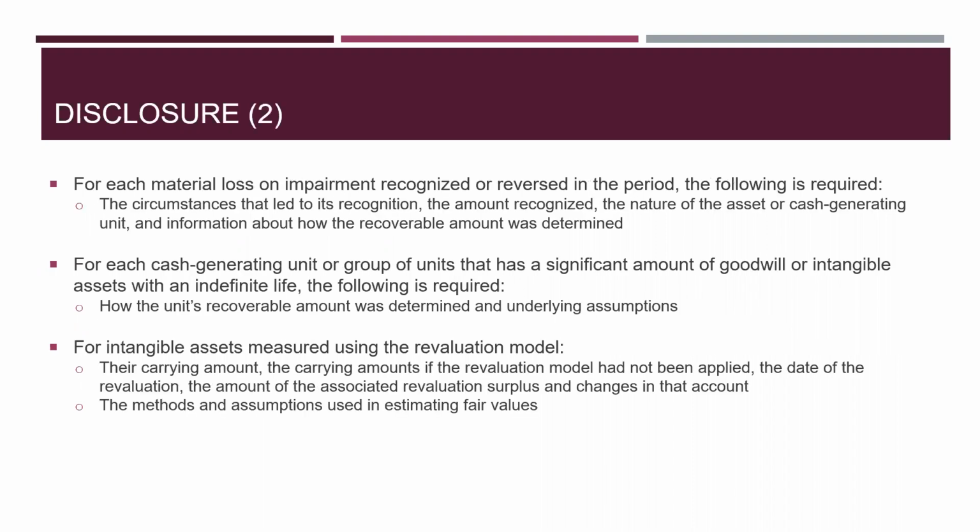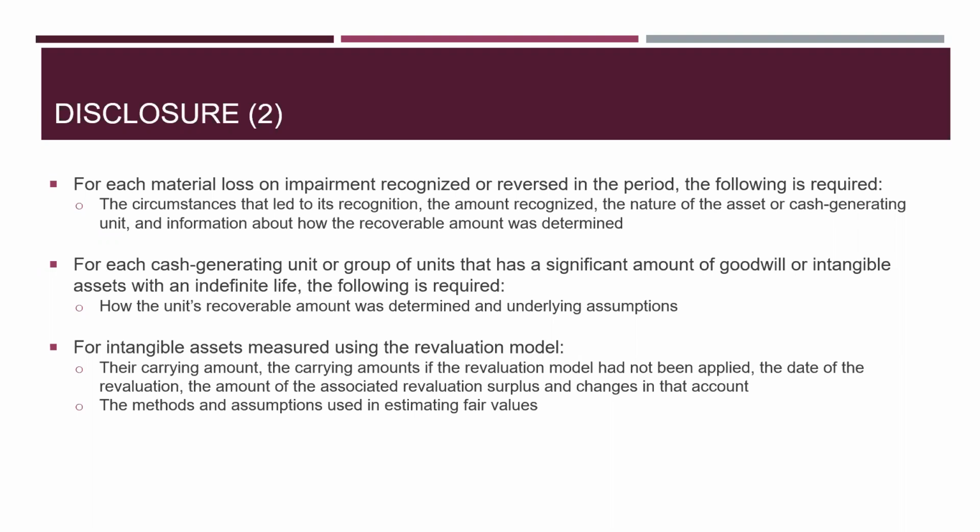For each material loss on impairment that is recognized, we have to indicate the circumstances that led to its recognition, the amount that was recognized, the nature of the asset or the cash generating unit, and information about how the recoverable amount was determined. For each cash generating unit or group of units that has significant amount of goodwill or intangible assets with indefinite life, we are going to look at how the unit's recoverable amount was determined and underlying assumptions.